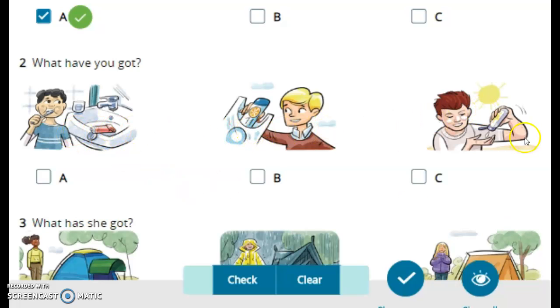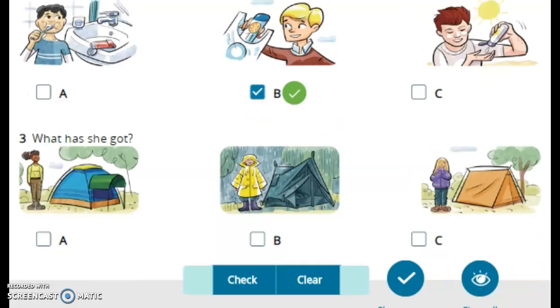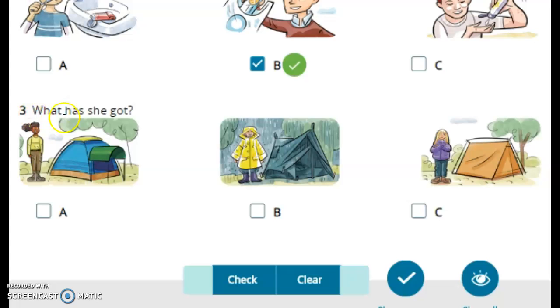So, what is the correct answer? This is the correct answer. I've got shampoo. Let's go to number 3. What has she got?